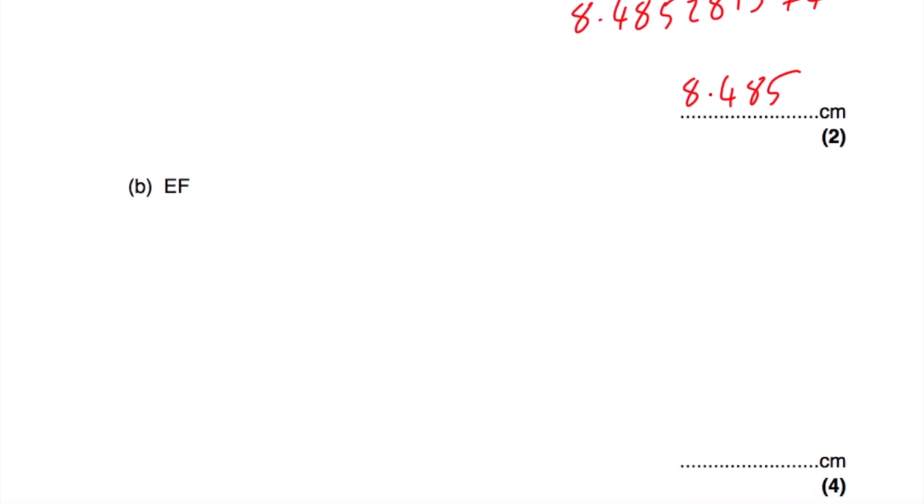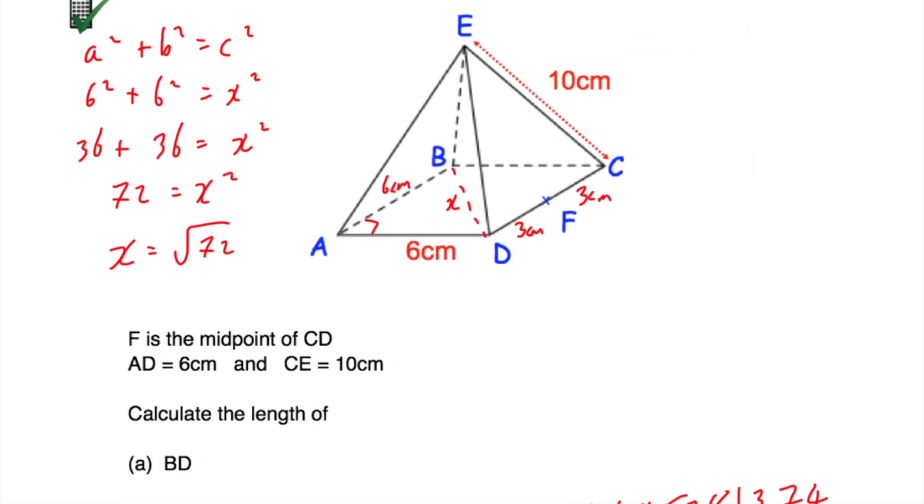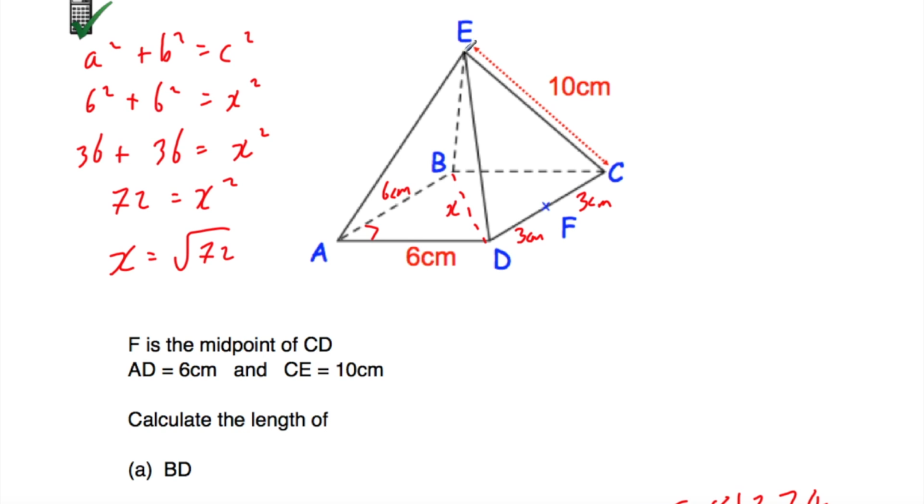Okay, if we go on to part B, we've been asked to work out the length of EF. E is the top of this square base pyramid, and here we've got F. So let's make a little right angle triangle there. If we go from E straight down to the middle of the base, and then to F, and then from E to F, what we're trying to find, that would be a right angle triangle.